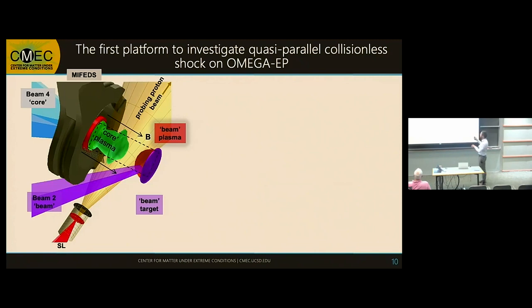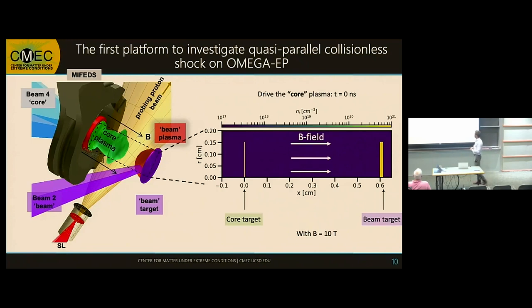I will give more details after, but first I want to give you more details about how these two plasmas will interact with each other, by showing the rad-hydro simulation using the FLASH code. The color bar will be the ion density. Typically, as here, we've got our two targets, the core target and the beam target. We've got a magnetic field in these directions.